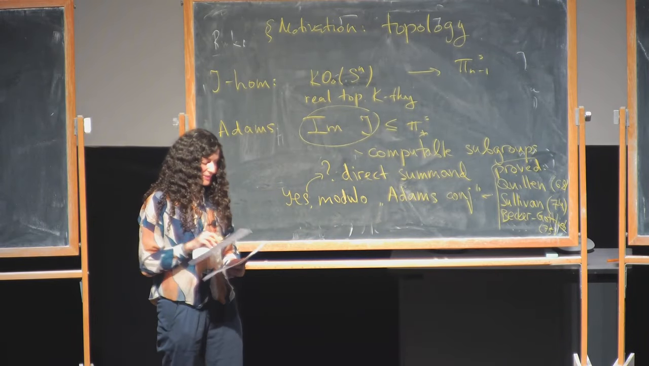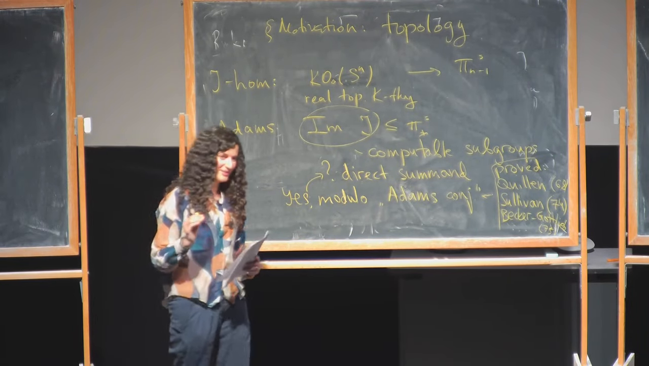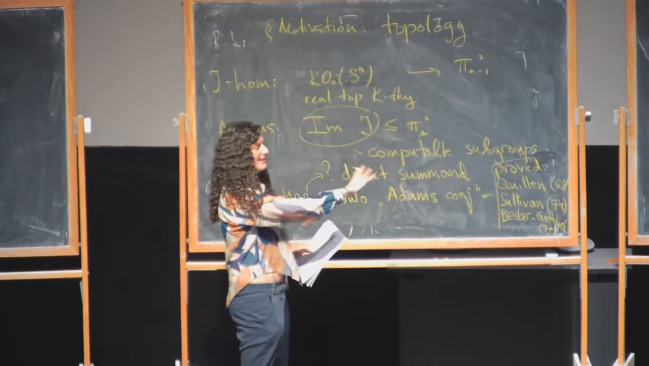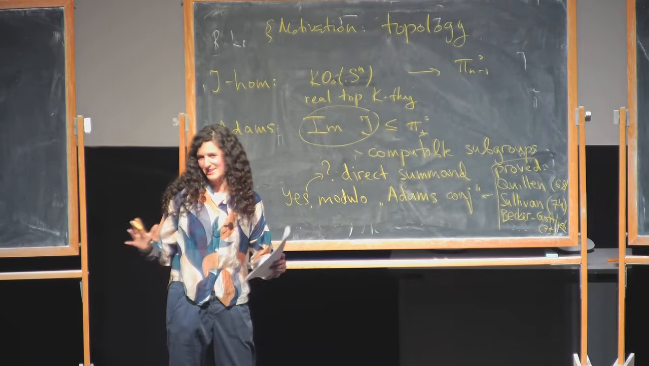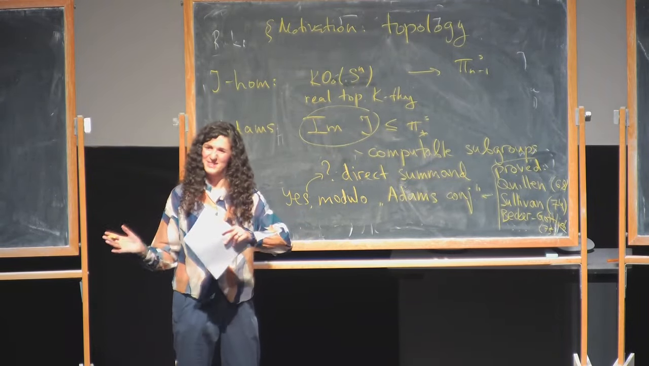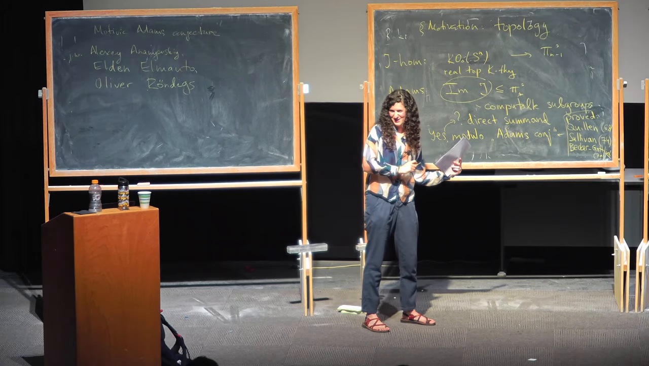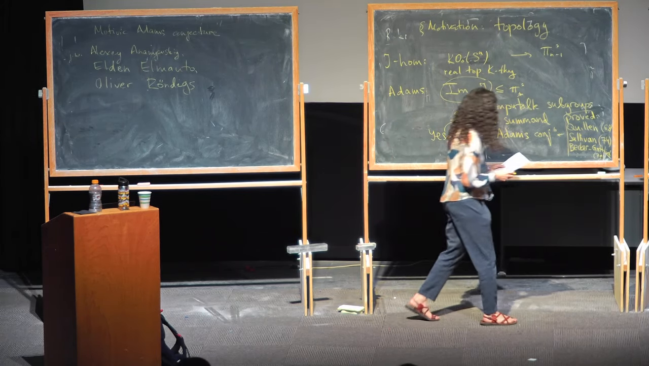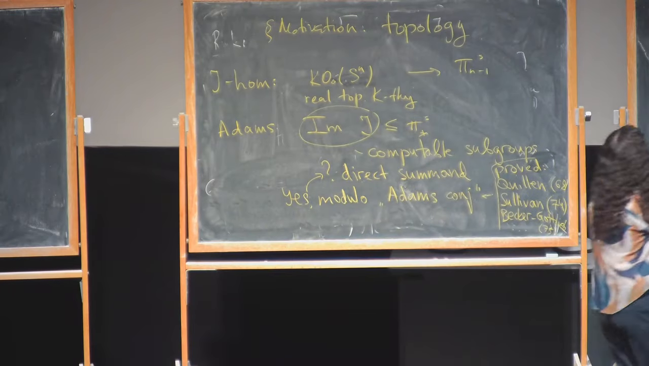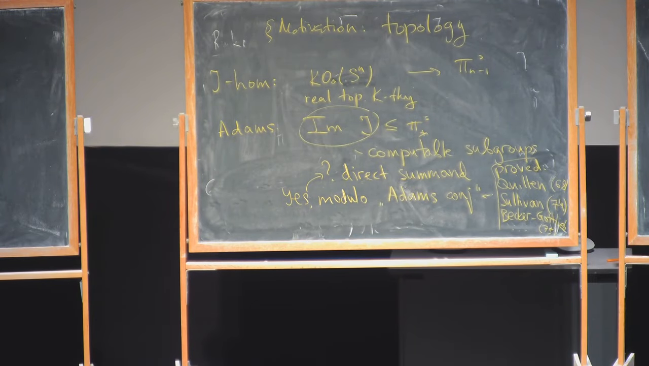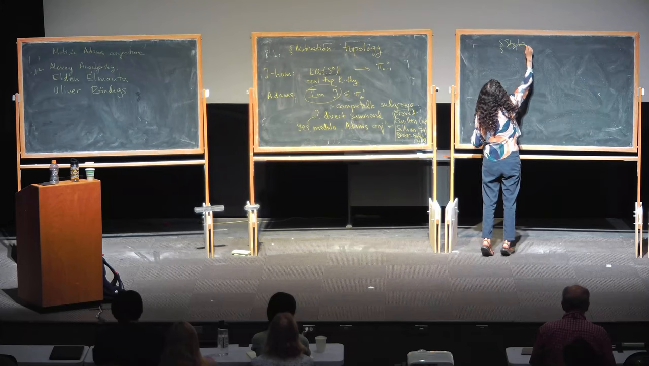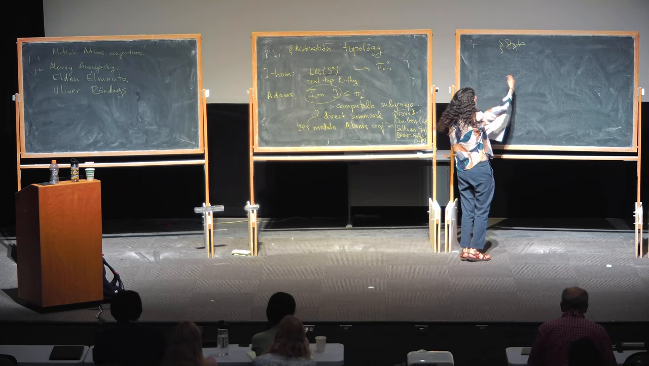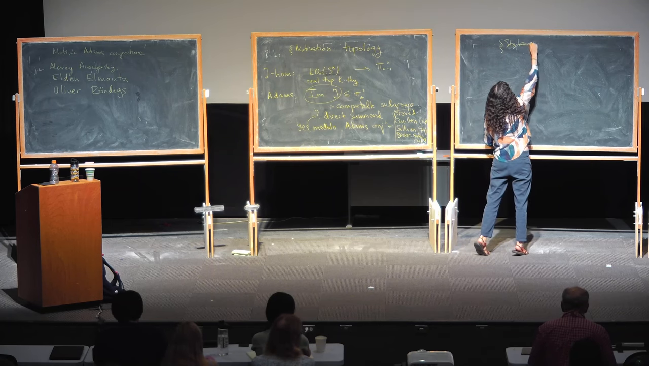And instead of telling you what the statement is, I have a secret agenda of telling you the analog of the statement in algebraic geometry, and then saying, oh, now replace all the things back with topological analogs, and you'll get the topological statement. Okay, so let me explain the statement in algebraic geometry. So the analog of Adams conjecture, which is the Motivic Adams conjecture.